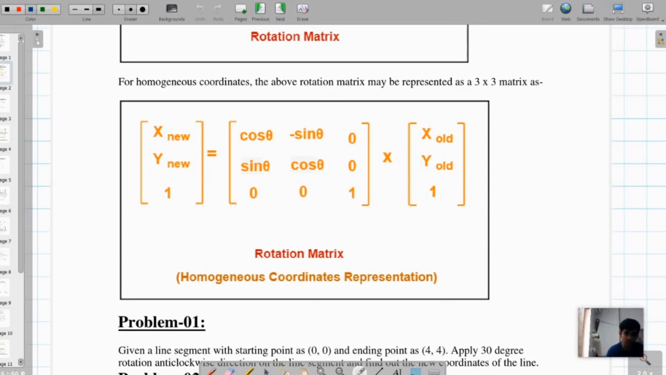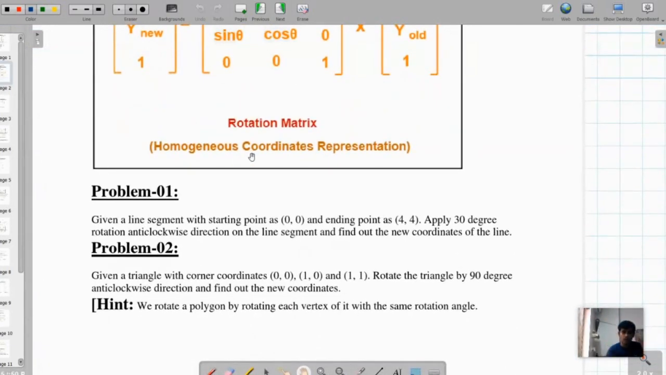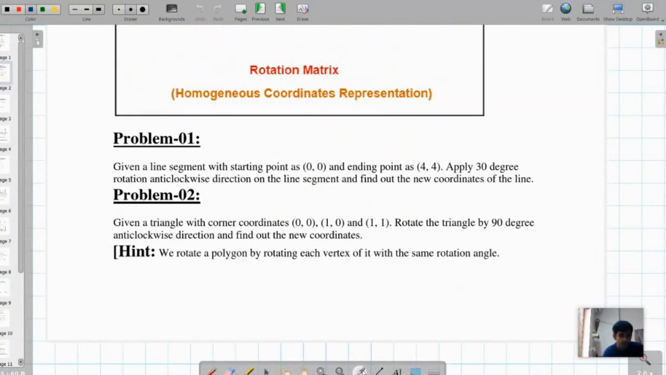Now, let's try to apply the understanding we have been able to gain from the discussion to some real world problems. Just look at problem number 1. Given a line segment with starting point at 0, 0 and ending point at 4, 4, apply a 30-degree rotation in the anti-clockwise direction on the line segment and find out the new coordinates of the line.